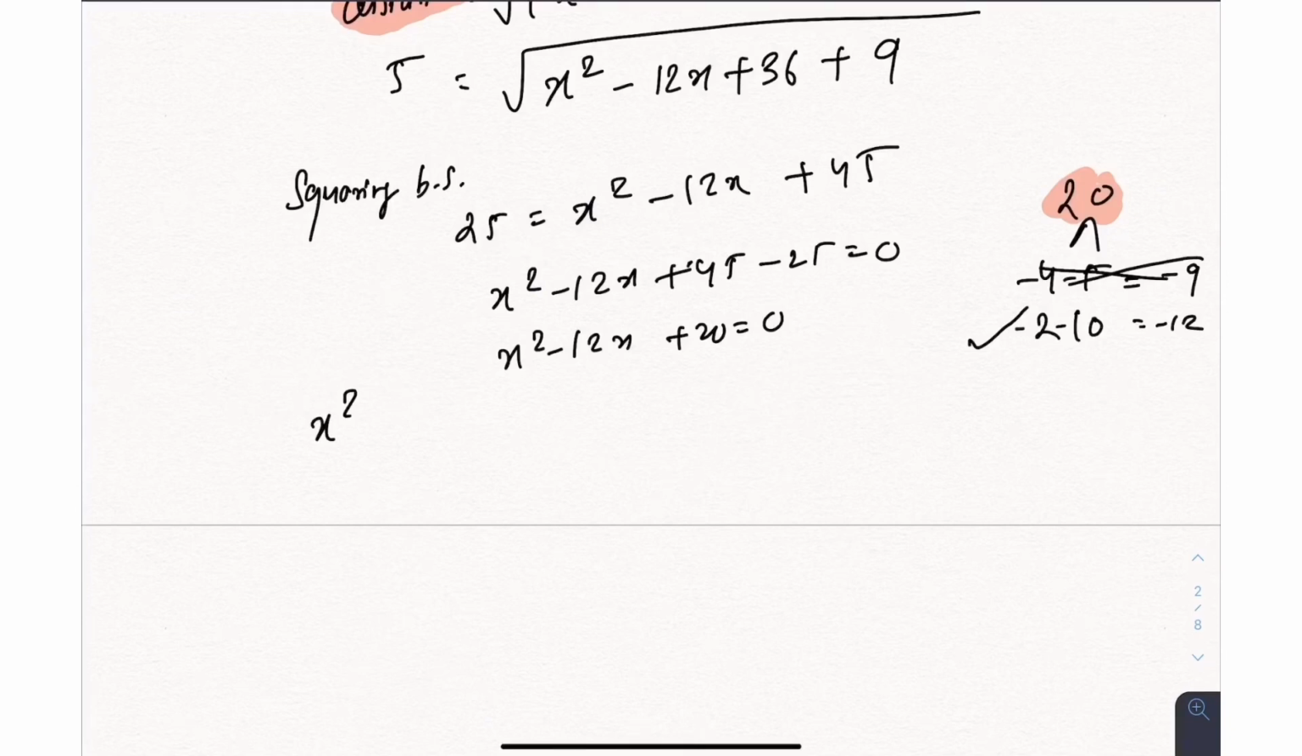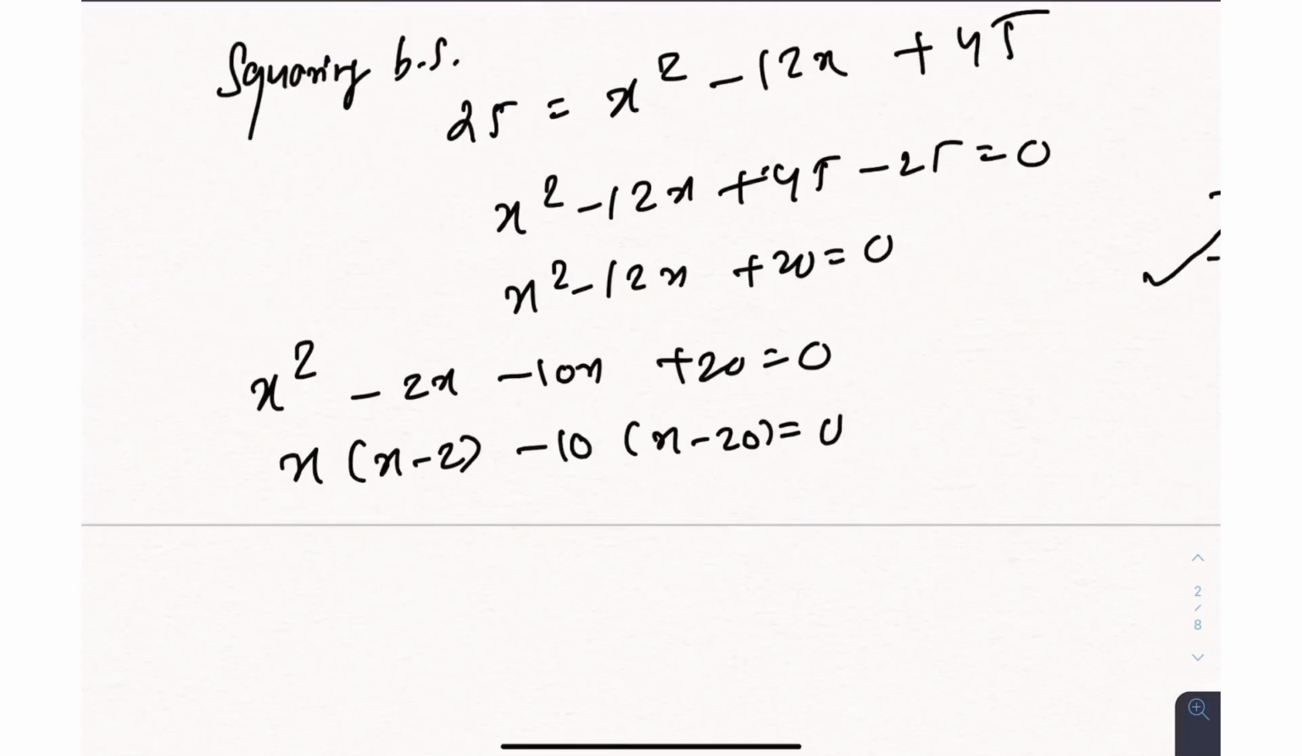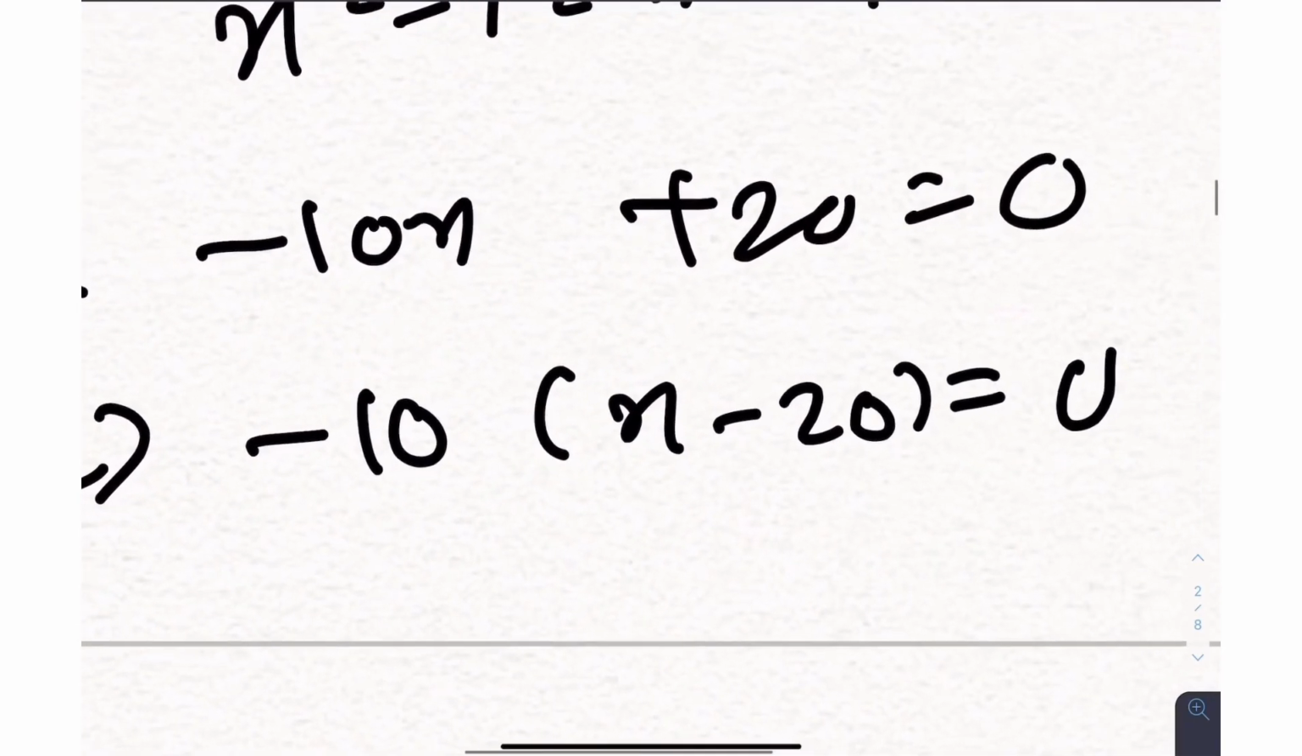So x square minus 2x minus 10x plus 20 is equal to 0. We can take x common, 10 common. Now this part is important. What I'm doing is I'm taking minus 10 common. So whenever you take minus common, all the signs inside the bracket are going to change. This becomes positive, and this was positive, it became negative.